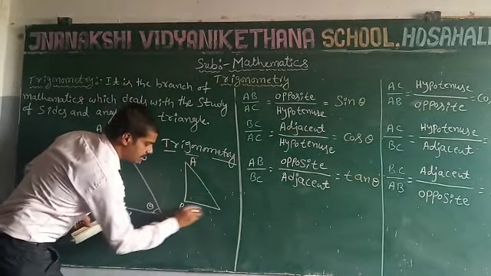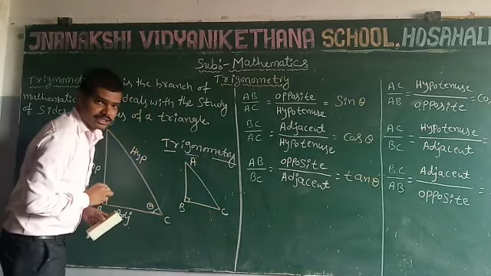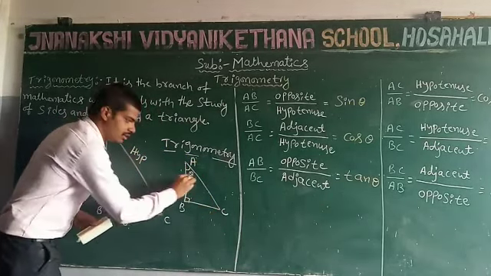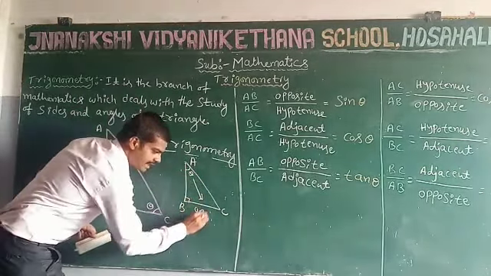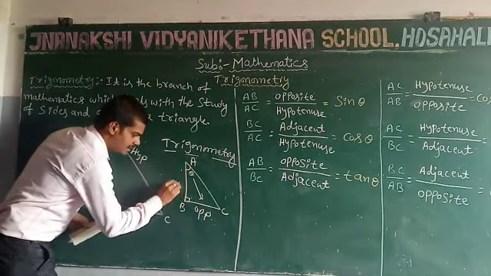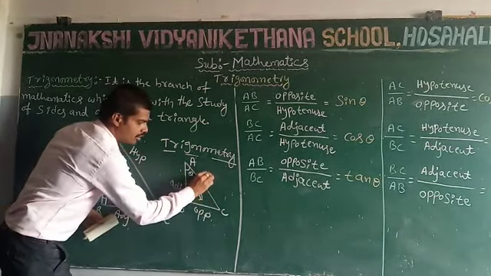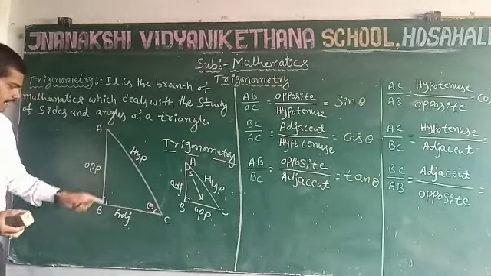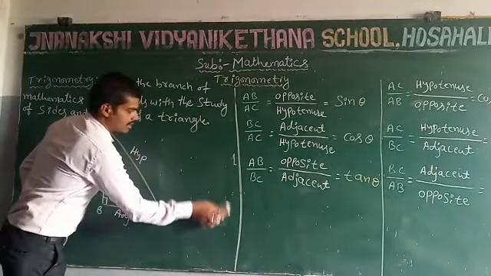In triangle ABC, angle B is 90 degrees. If we have taken angle A as theta, then this is the opposite side, AB is the adjacent side, and AC is the hypotenuse. Clear? Okay. So in the triangle ABC, we have three sides.